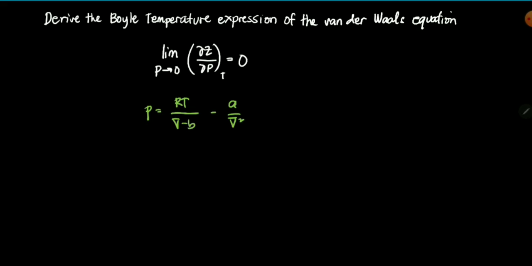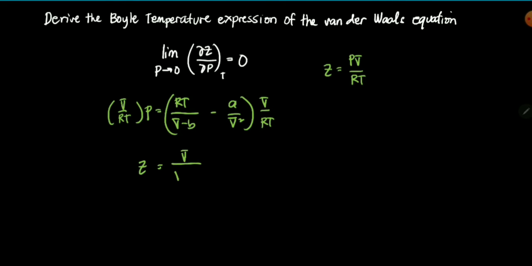Okay? So, ang gagawin natin, kukunin natin yung Z by multiplying both sides by V bar over RT. Okay? Kasi ang ating Z, so we can see, ay P V bar over RT. Okay? So, this will be Z is equal to, so V bar over RT times RT over V bar minus B is V bar over V bar minus B. Okay? So, minus A over V bar RT.